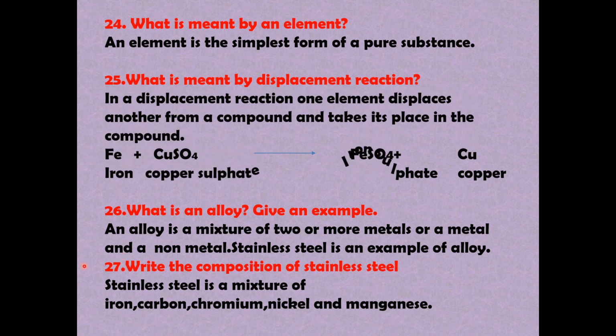The concept displacement reaction is an important concept in chemistry. In a displacement reaction, one element displaces another from a compound and takes its place in the compound. For example, iron plus copper sulfate gives iron sulfate plus copper. Let's learn in detail about displacement reaction.